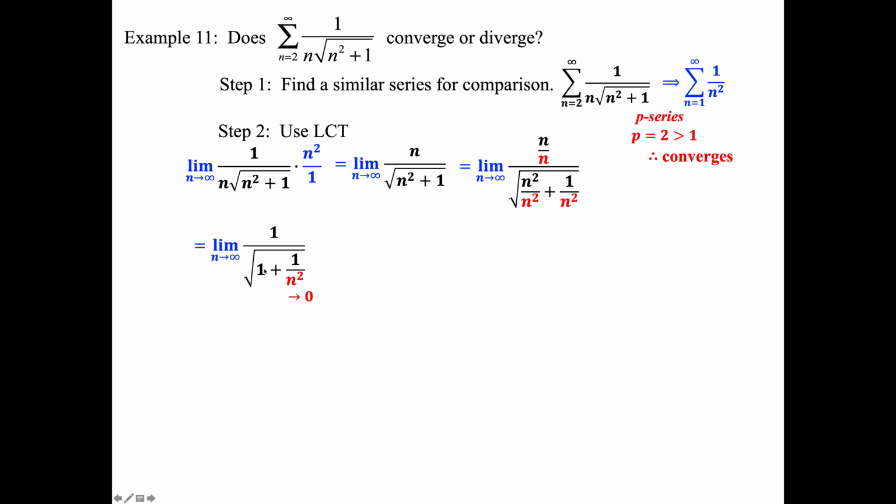So that's a 0. So the square root of 1 is 1. So 1 divided by 1 is 1. Again, that's a finite number greater than 0. So our original series has to do the same thing as our comparison series. So that converges also by the LCT.